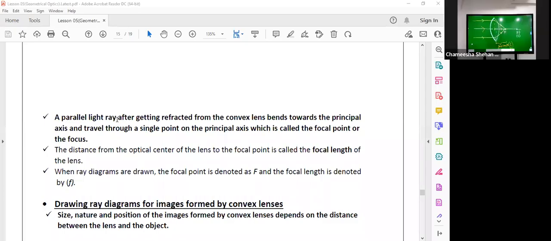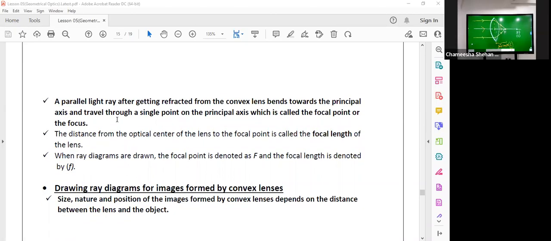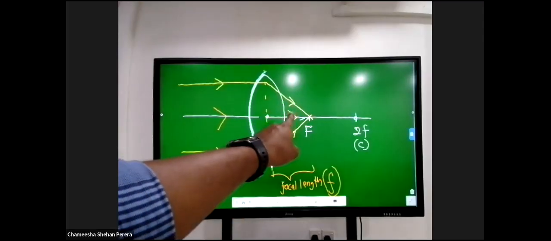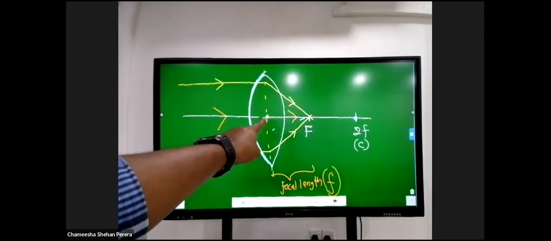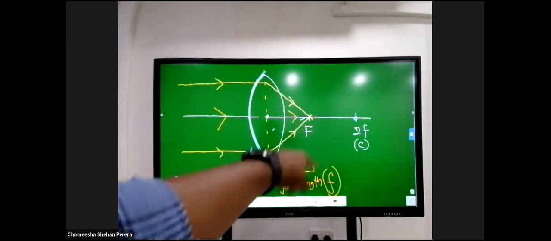All right, okay, so these are the things you need to know. A parallel light ray, after getting refracted from the convex lens, bends towards the principal axis and travels through a single point on the principal axis, which is called the focal point or the focus. That's what we have marked as F, right? The distance from the optical center to the focal point is called the focal length, right? So this was called the focal length, if you can remember. The distance from the optical center to the focus point is called the focal length, right?